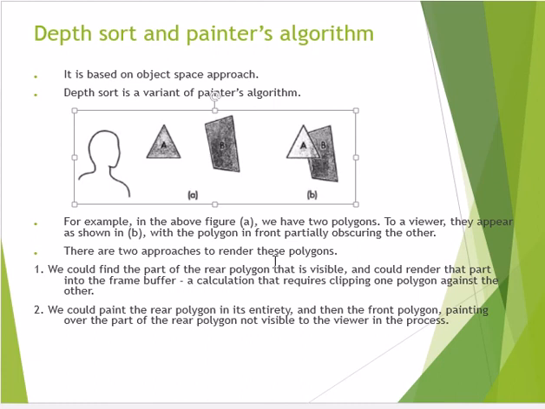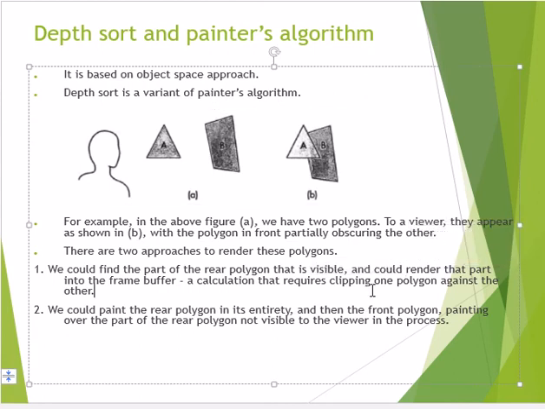So there are two approaches to render these polygons. We could find the part of the rear polygon that is visible and render that part into the frame buffer, a calculation that requires clipping one polygon against the other. Or we could paint the rear polygon in its entirety, and then paint the front polygon over it, covering the part of the rear polygon not visible to the viewer. So these are the two approaches a painter can follow.